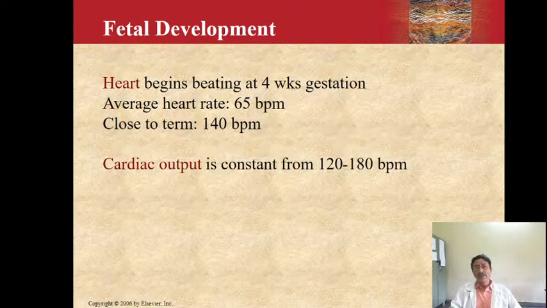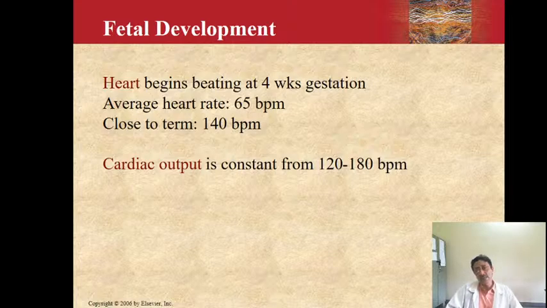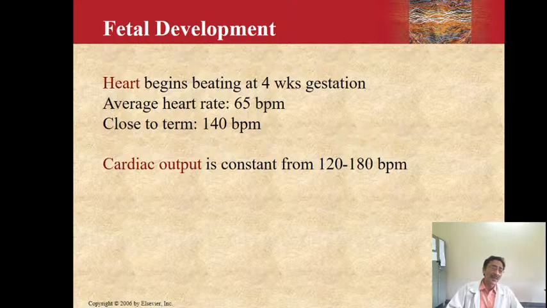Now, the other important factor in organ development is that after conception has taken place and implantation has taken place, the cardiac activity has to begin. The cardiac activity begins at around 4 weeks of gestation, and the average heart rate is somewhere around 65 per minute. By the time it is term pregnancy, the heart rate increases to around 140 beats per minute. This is another parameter which helps in assessing fetal well-being, and measuring the heart rate will help to know whether the child is in distress or not.